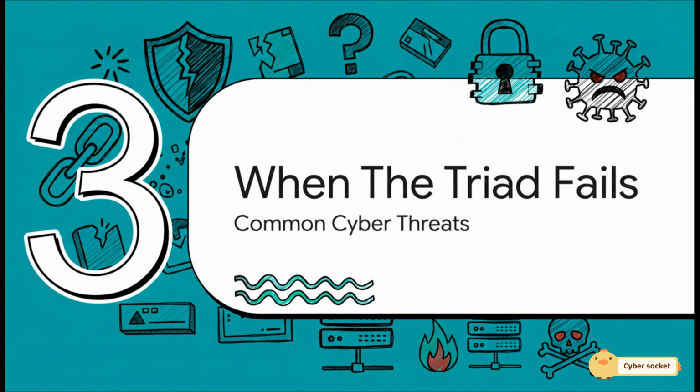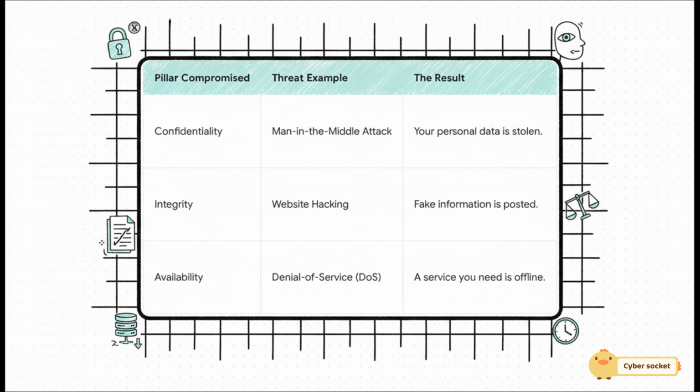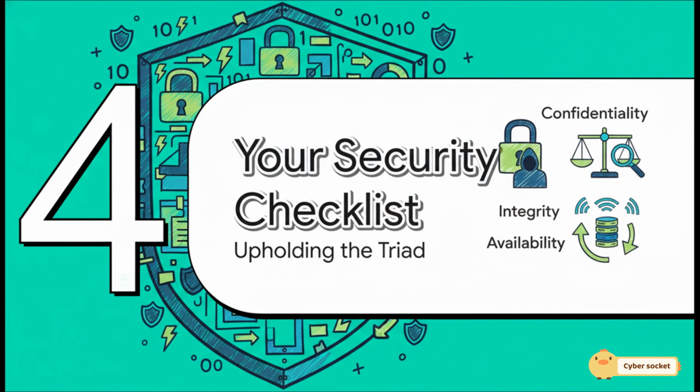But here's the flip side. What happens when one of those pillars gets knocked down? Well, each type of failure maps directly to the kind of cyber attacks you hear about all the time on the news. And this is where you can really see the stakes. If confidentiality gets breached, say through something like a man-in-the-middle attack, your personal data gets stolen. Simple as that. If integrity fails, maybe a hacker defaces a website with fake info, the information can't be trusted anymore. And an attack on availability, that's your classic denial of service attack, the kind that knocks a service you rely on completely offline.